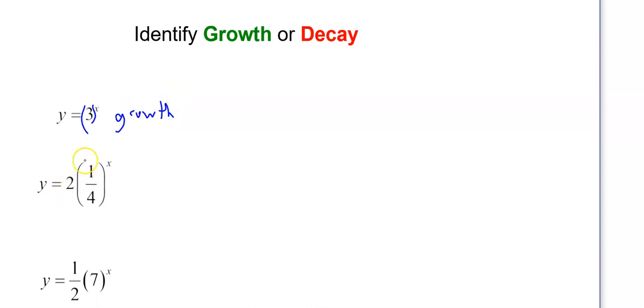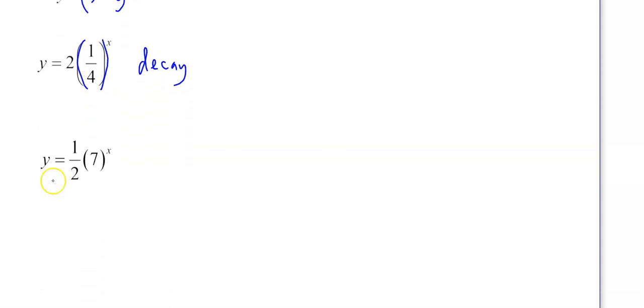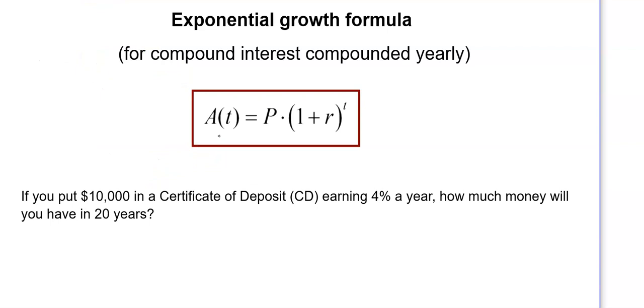Don't look at the 2, it's the exponent. So we're looking at the number inside of there. This one is going to decay. It's going to be getting smaller by 1/4 every time. Again, this is the number you're looking at here. It's going to grow, exponential growth. That's easy.